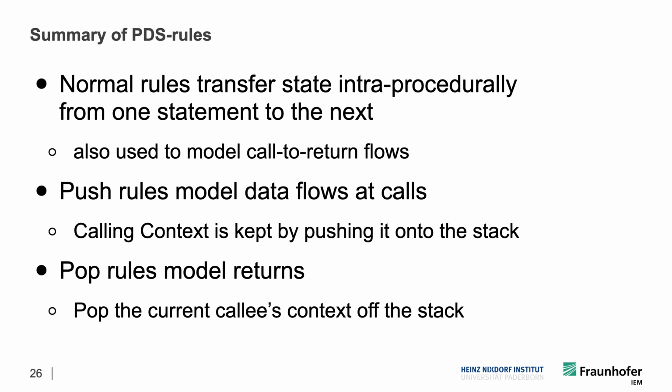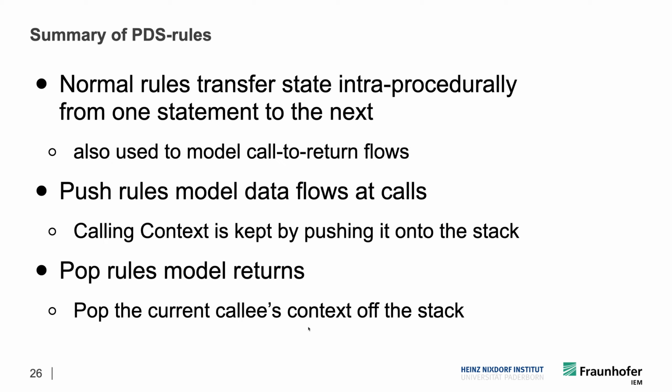Just to summarize how pushdown system rules work, you have these normal rules that transfer state intra-procedurally from one statement to the next. And obviously you can use this for normal flow functions, but you can also use this to model call-to-return flow functions. Then we have push rules that model data flows at calls, and the calling context is kept by pushing it onto the stack. And we have pop rules that model returns. So they basically pop the current callee's context off the stack, and then what remains on top of the stack is the previous caller's context, right? That call statement that you came from, and then the analysis will continue there.